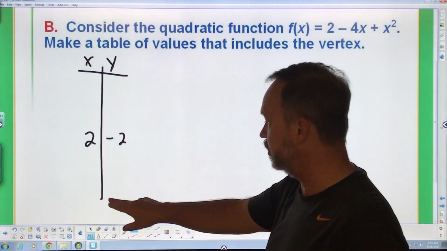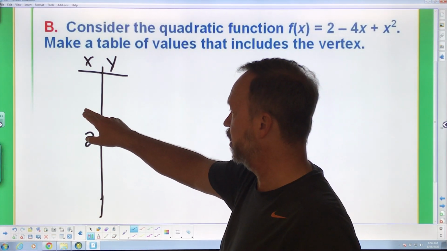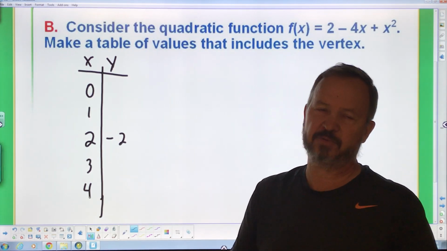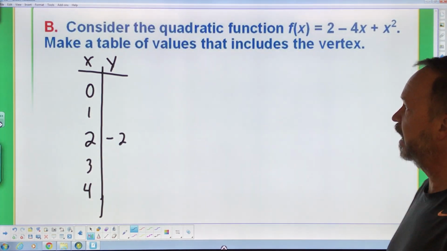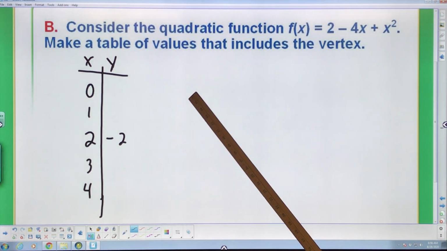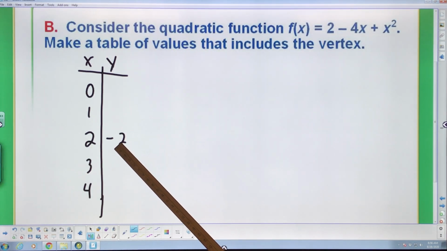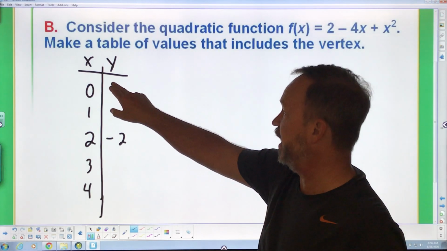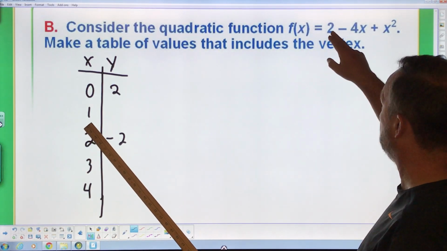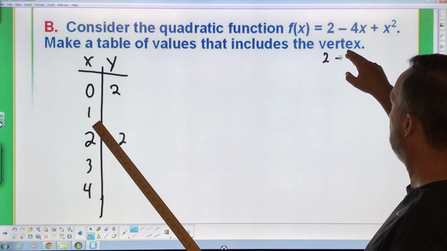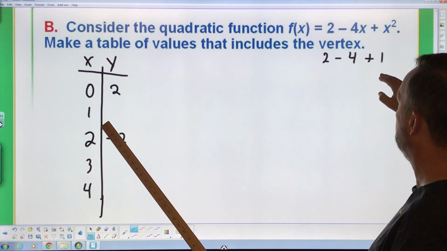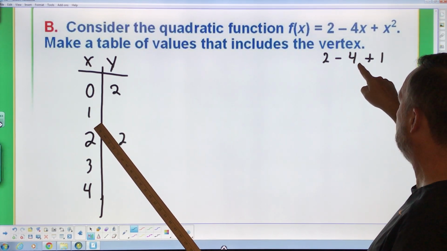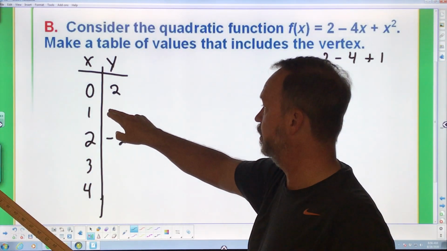So I'm going to start at 2, I'm going to go down a couple, and I'm going to go up a couple. Okay, I have a reason for this. I'll show it to you. So we've already done the 2, so we know we already did the 0, right? Because it was 2. We did that. So let's put in the 1. You put in the 1, you get 2 minus 4 plus 1. Because put in a 1 there, put in a 1 there. And 2 minus 4 is negative 2, plus 1 would be negative 1.